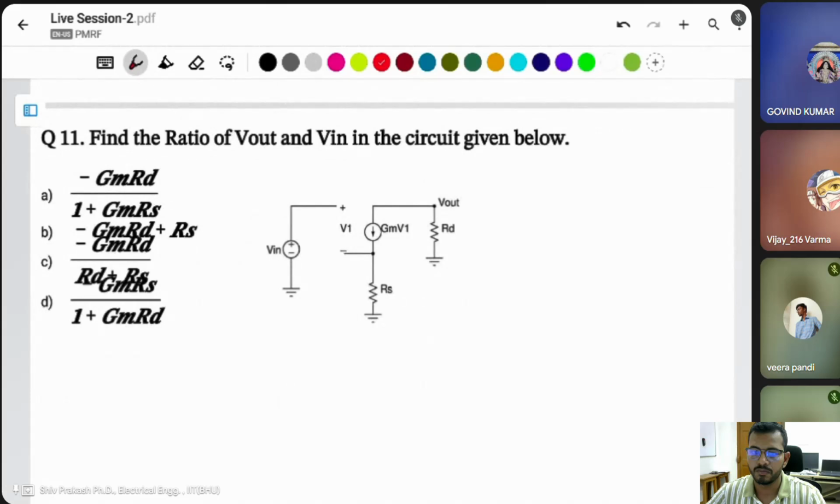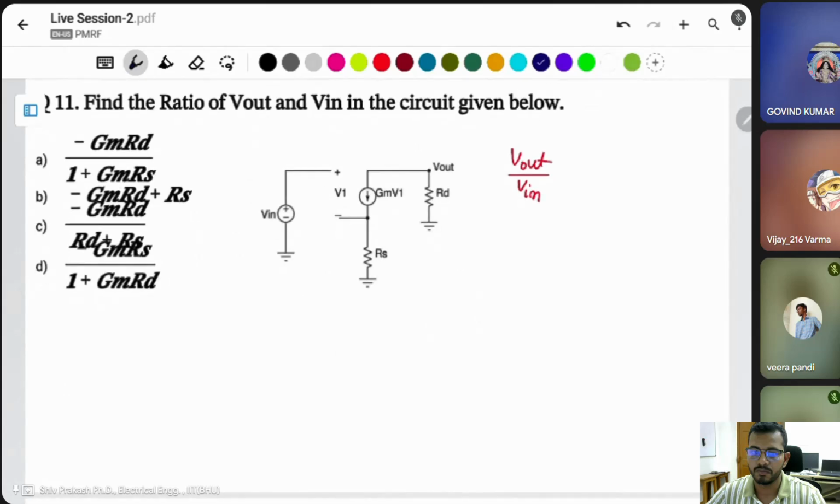The question given is to find the ratio of V out and V in for the circuit given below. You have to find V out divided by V in. How can you find this one? Same question, same circuit diagram, you can follow. Find this one like that.